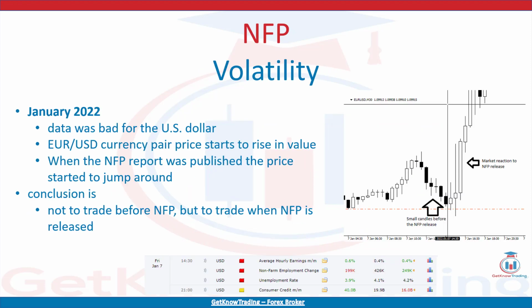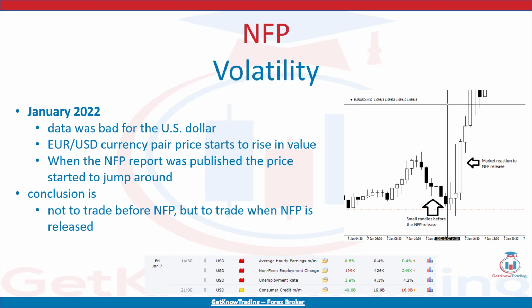When the NFP report for December 2021 was released, the data was bad for the US dollar. And that means Euro-USD currency pair price starts to rise in value. Euro is gaining strength and the US dollar is losing strength. The chart shows how the market acted before NFP release. You can see that the candle's body was smaller than candles after the NFP release. That means the volatility on the market was smaller because traders did not want to trade before the NFP report.